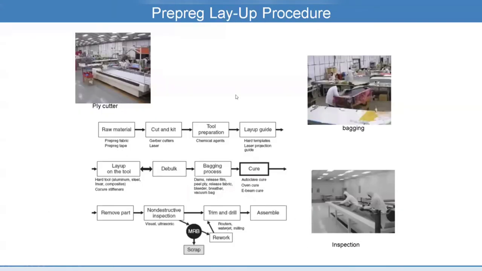So here we have the prepreg layup procedure. We have a ply cutter here, the bagging and inspection. All that needs to be part of your process. You have the raw materials, we have the prepreg fabric and the prepreg tape. And when I say prepreg tape, what I mean is that the fibers are oriented in only one direction. So that could be unidirectional. Prepreg fabric is where I have fibers going in two directions, perpendicular to each other.